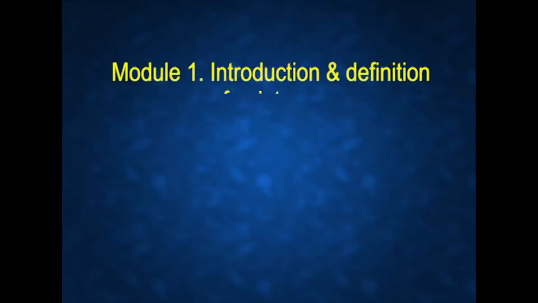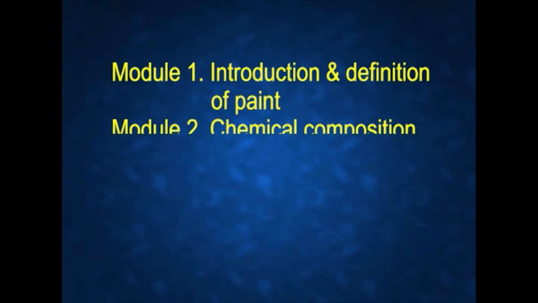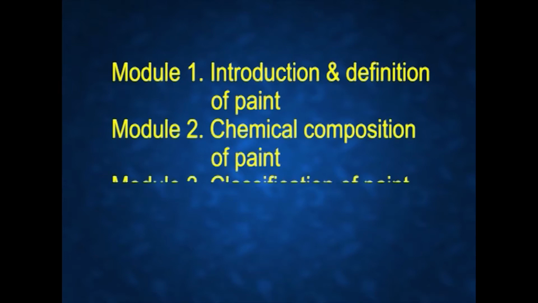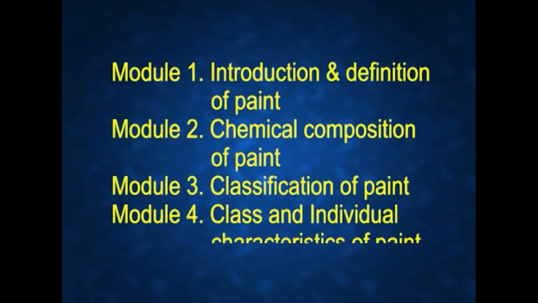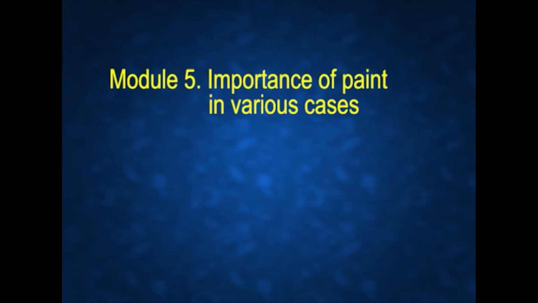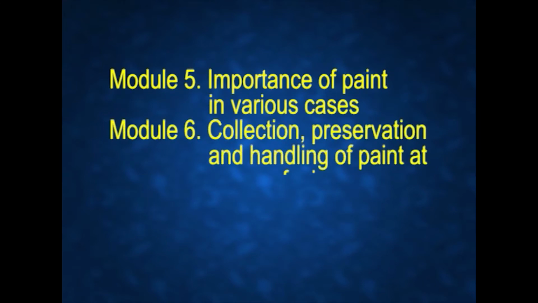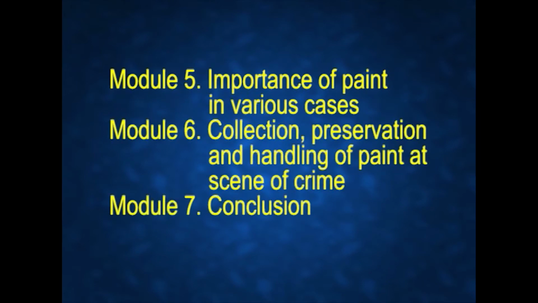Dear students, let's have a look at the modules which we are going to learn today. We will first do the introduction and the definition of paint, then we will come to the chemical composition of paint, then classification of paint and the class and the individual characteristics of paint. What is the importance of paint in various cases? Collection, preservation and handling of paint, scene of crime, and in the end we will conclude this lecture.